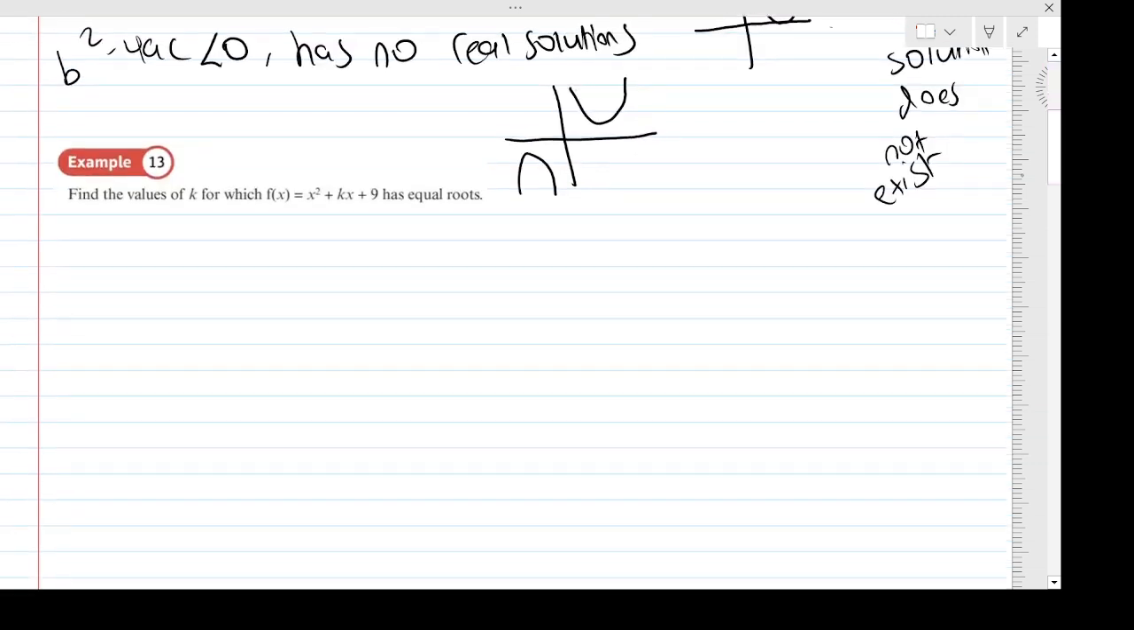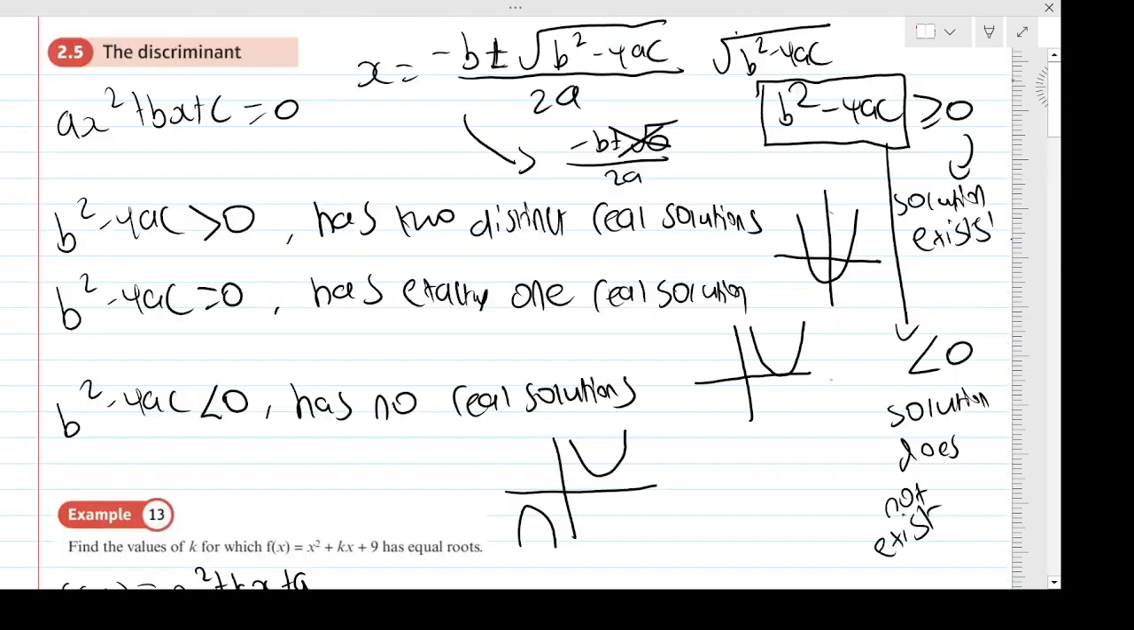First of all, it's asking us to find the values of k for which f of x is x squared plus kx plus 9 has equal roots. So when the roots are equal, that basically means there is only one solution, isn't there? Because if you have two roots that are equal, the only way that can happen is if the square root is 0 again, because then if we're doing plus or minus 0, that's still the same thing. But if we have plus or minus, say, 0.01, for instance, plus 0.01 is not the same as minus 0.01.